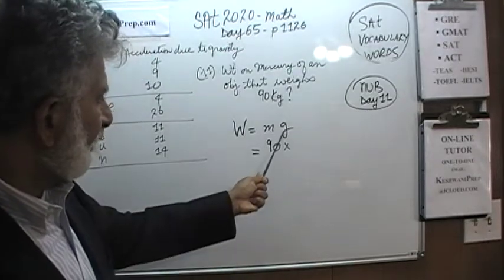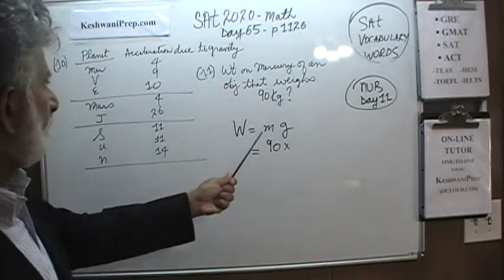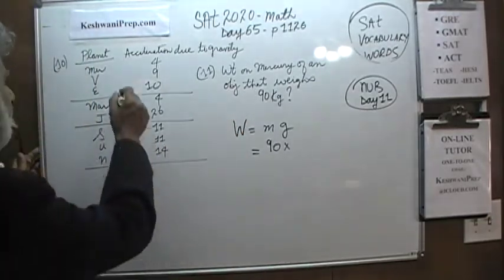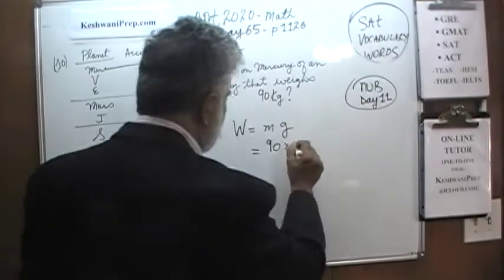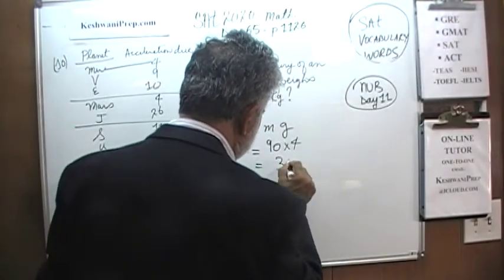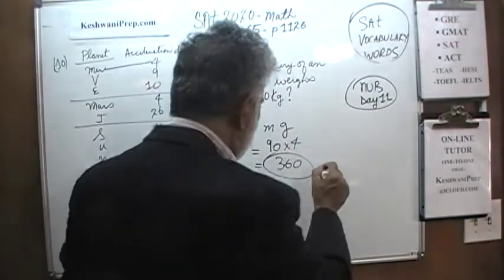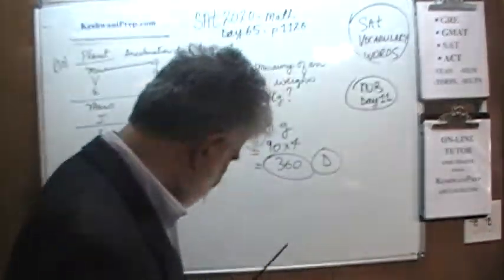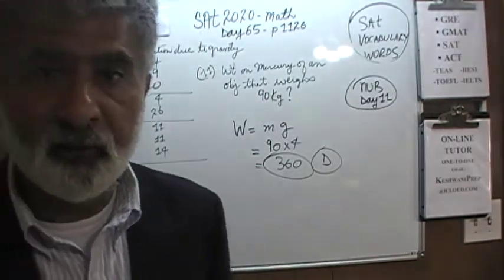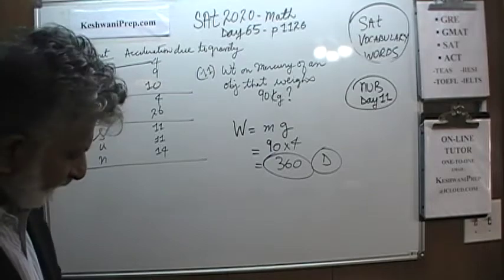Mass is 90. Gravitational pull for Mercury right here is 4. So it's 90 times 4, 9 times 4 is 36, so 360. The answer is D. As you can see, answer choice D is 324 because I have rounded these numbers. That's all it is. You don't have to do the exact calculation.